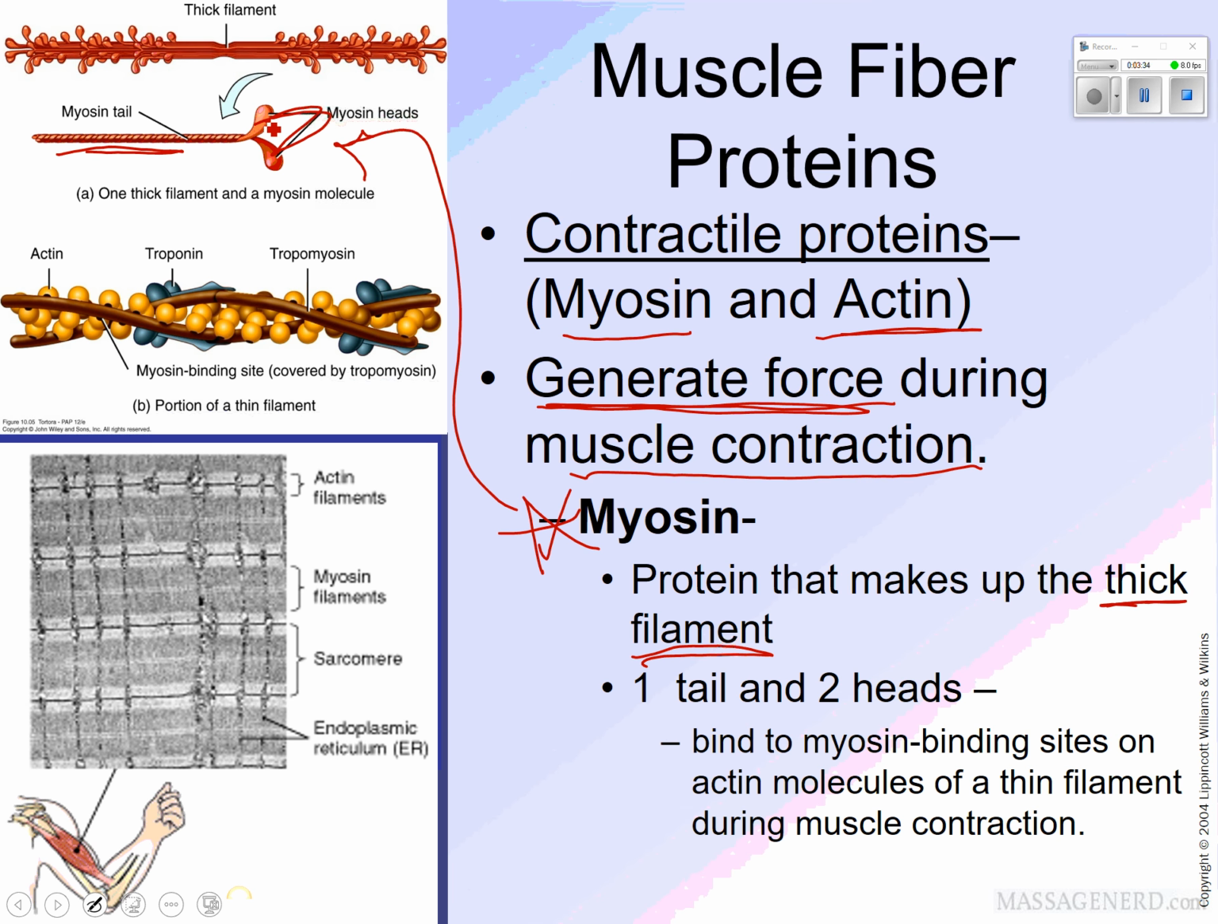It binds to myosin binding sites on the actin molecules of a thin filament during your muscle contraction. Thick filaments in general contain about 300 myosin molecules, so there are a lot more. Here we are just seeing one individual one. What they did is take this thick filament here and enlarge it, just to show you one individual myosin molecule.